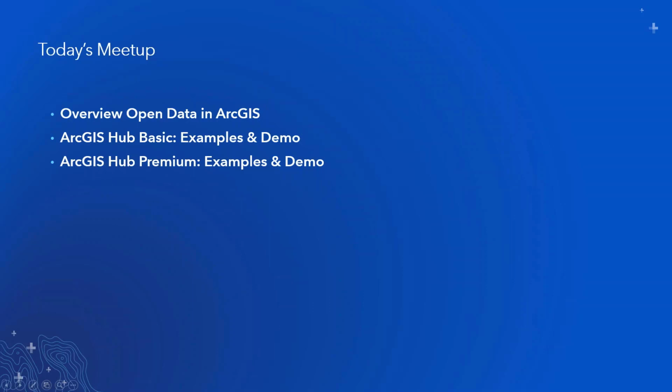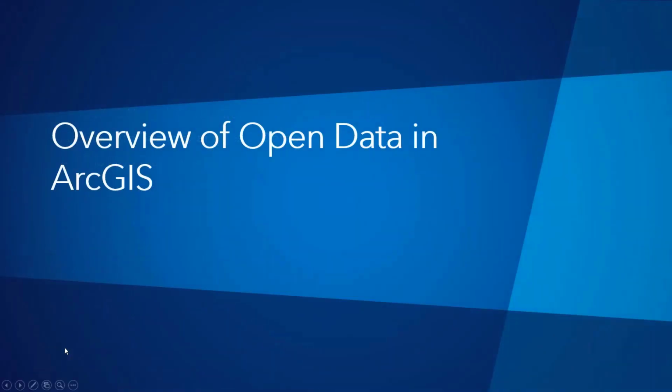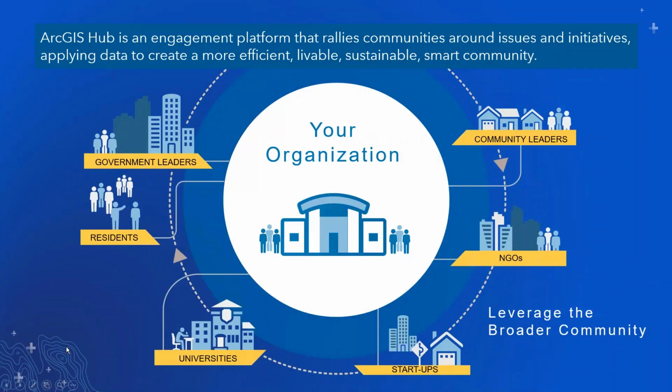So to start off, what we'll talk about today, we'll look at a brief overview of open data as Esri sees it within ArcGIS, and then we'll take a look at 2 similar but different products, ArcGIS Hub Basic and ArcGIS Hub Premium. And for both of those, we'll see some examples and we'll see some under the hood demonstrations of how it works and what it would take to get started.